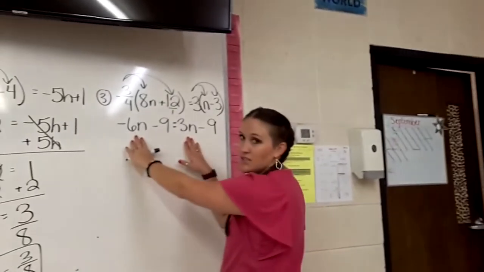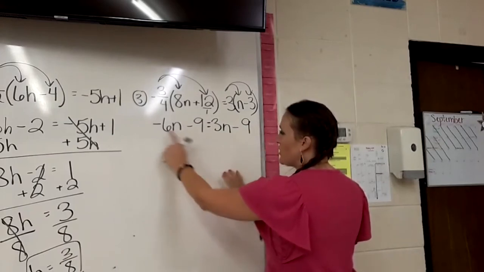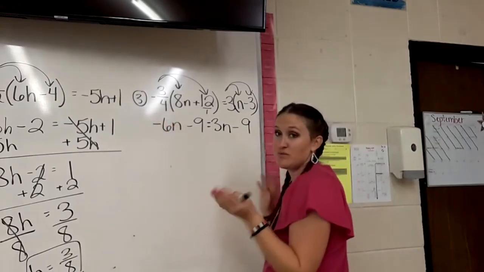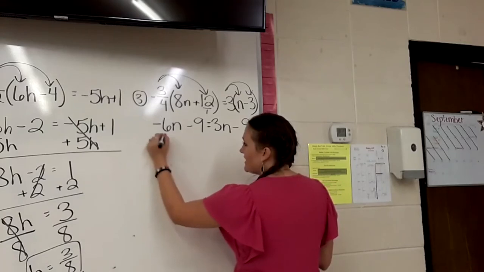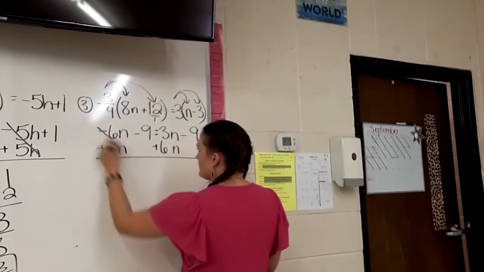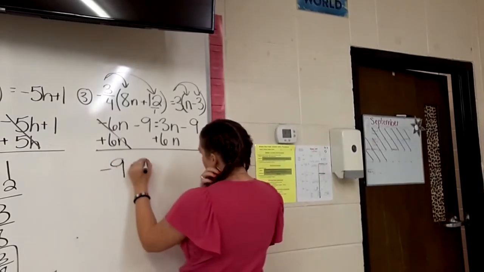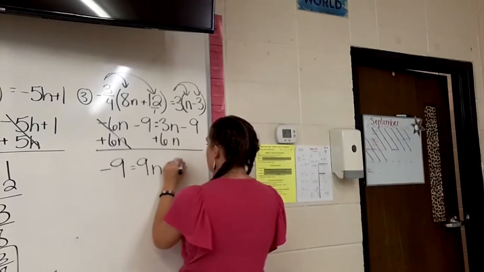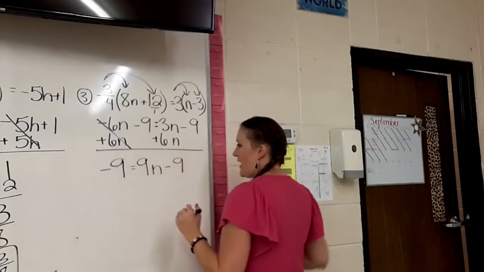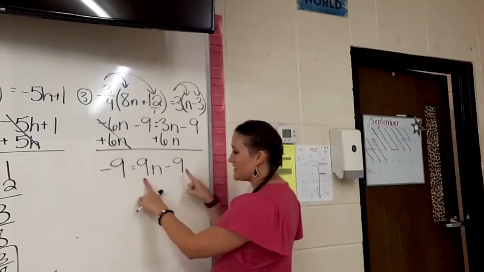So I have n's on both sides of the equal sign that I have to get together, and I have other numbers. So I'm going to move this one. You get to choose. So since it is a negative 6, I'm going to add 6n to the other side. I'm left with negative 9 equals 3 plus 6 is 9n minus 9. Okay, we're solving for n. Lots of 9's up here. I've got to get rid of this 9 and this one.